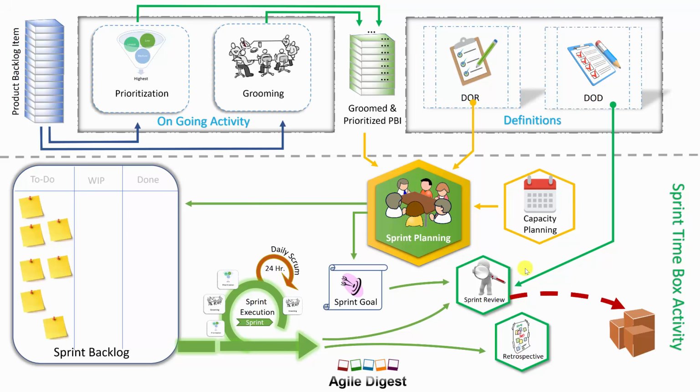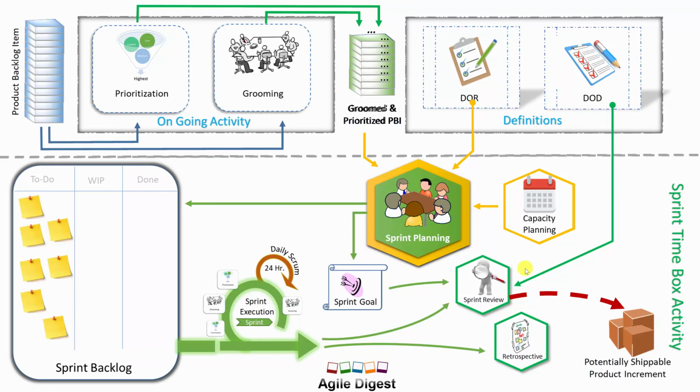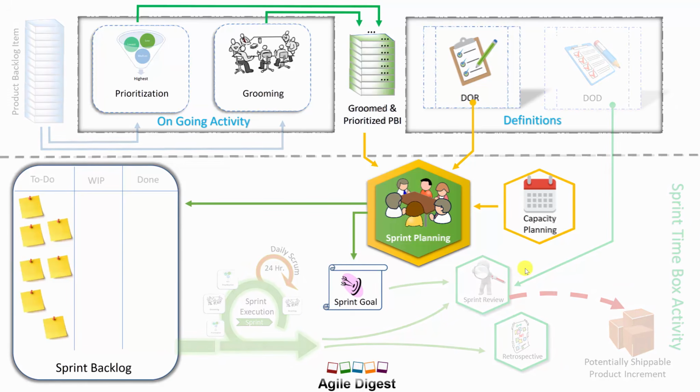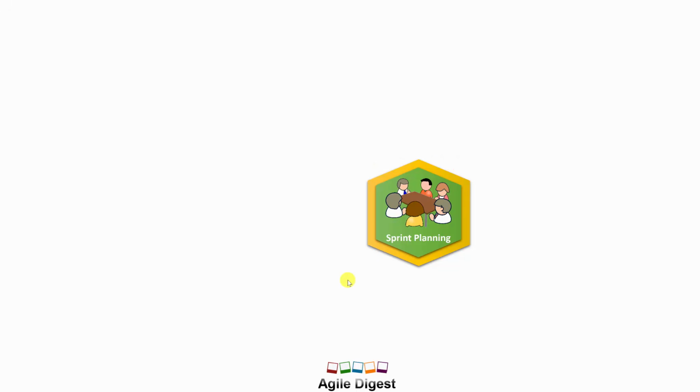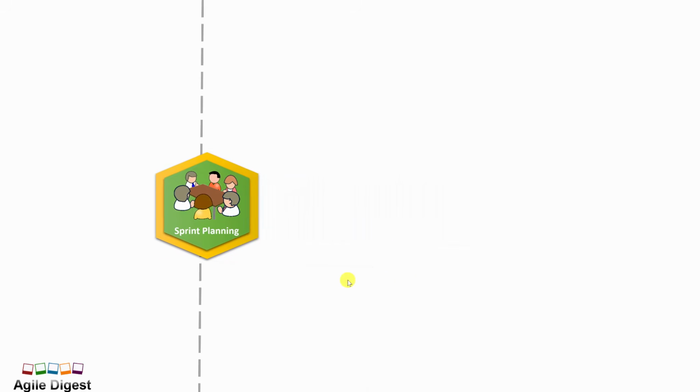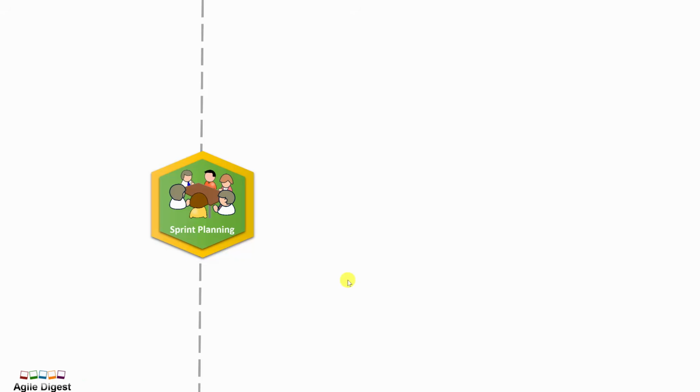Now here we'll talk only about the sprint planning. So if we talk about sprint planning, what are the main areas we have? We have the sprint planning and the prerequisites that we need. So here we have a groomed and prioritized product backlog, definition of ready, and capacity planning. This is the output. Okay, now let's talk only about the sprint planning. So we are just focusing only on sprint planning. Sprint planning actually has two different parts. One is defining the sprint goal.